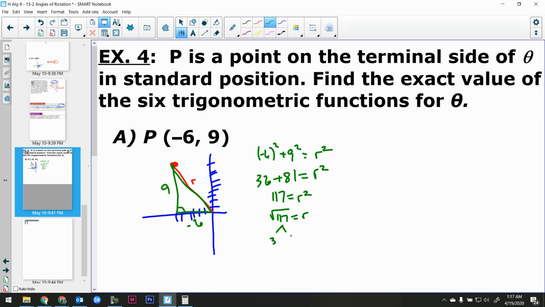So this would be, look, I think it just said 3 and 39 there, right? Yeah. And then that breaks down to 3 and 13. So this turns into 3 radical 13 when I break it down. That's my r value, 3 radical 13.